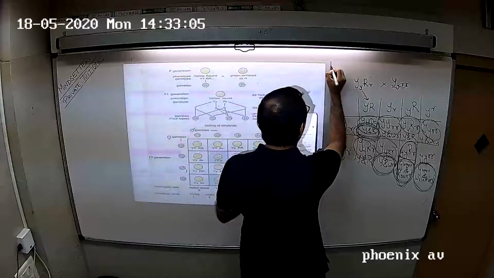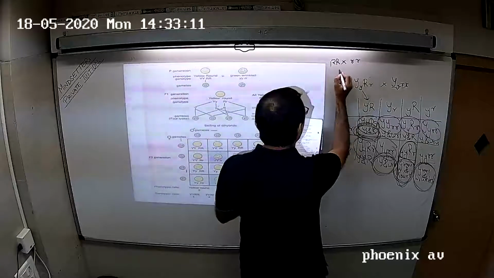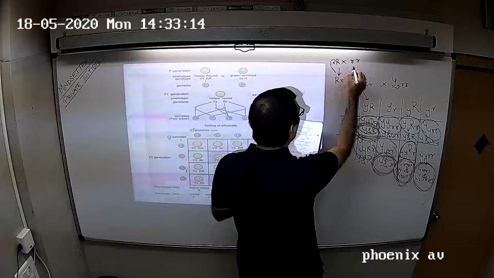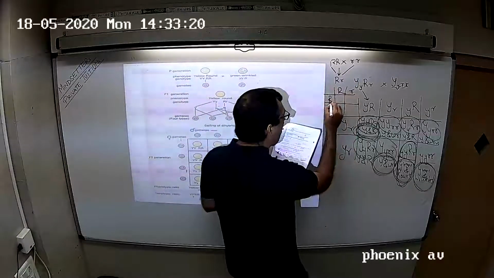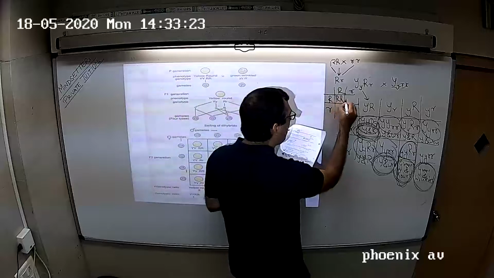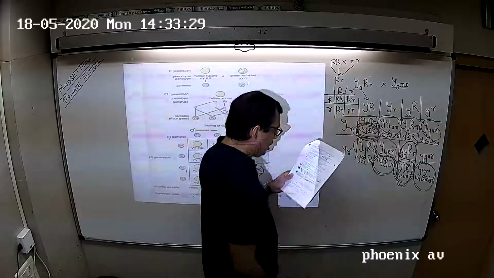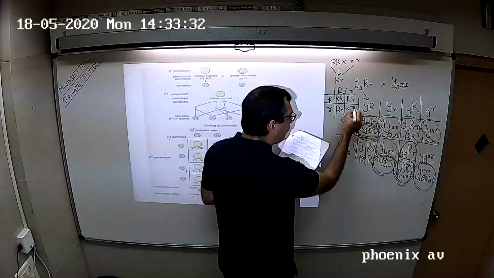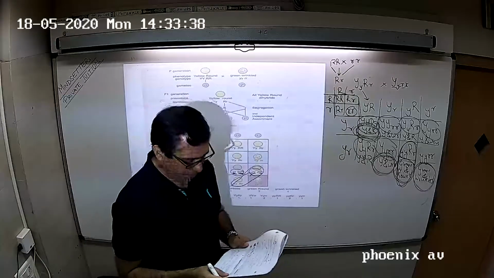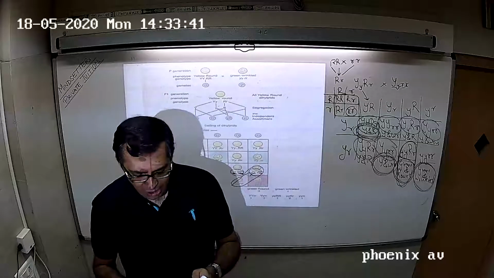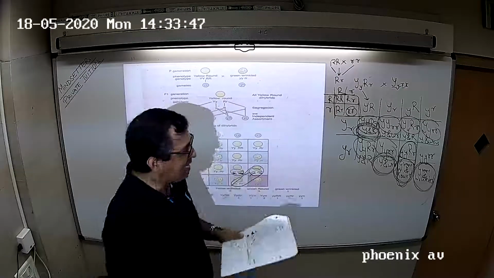If we have capital R, capital R crossed with small r, small r, what will we get in the F1 generation? Capital R, small r. And what will we get in the F2 generation? Capital R, small r crossed with capital R, small r. So we get one capital R, capital R, one capital R, small r, one capital R, small r, and one small r, small r. So sir, how many white flowers did we get? 1 white flower out of 4. 3 will be red flowers, 1 will be white flower. So 1/4.